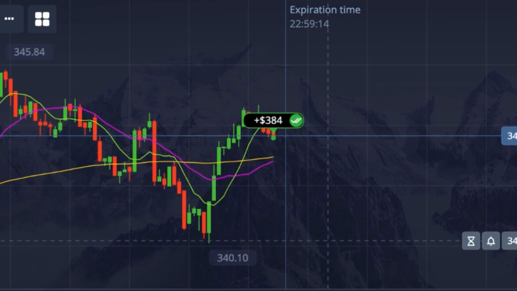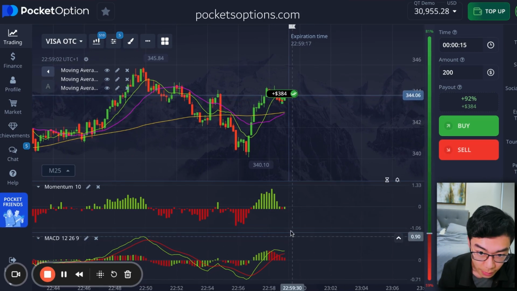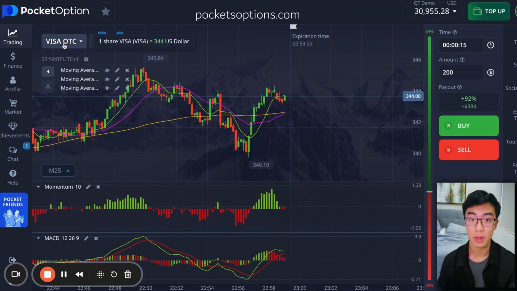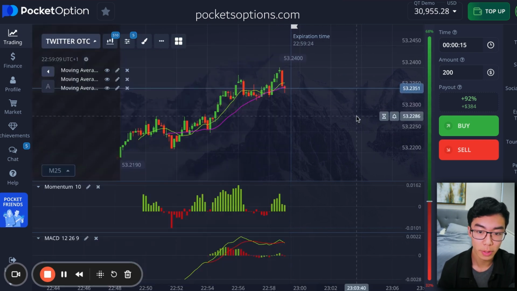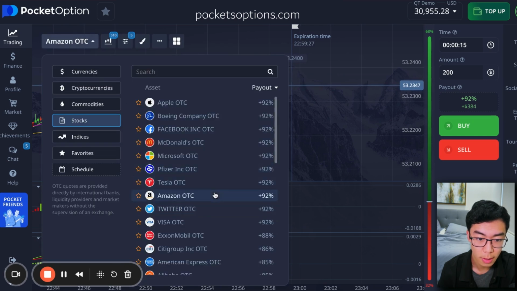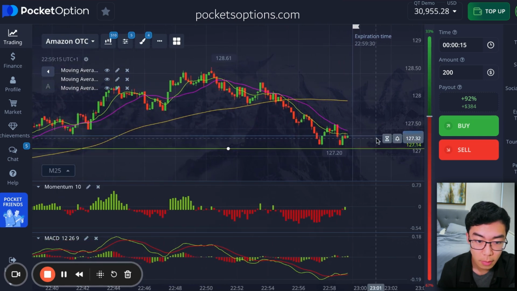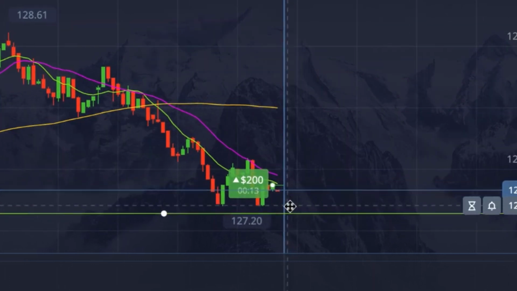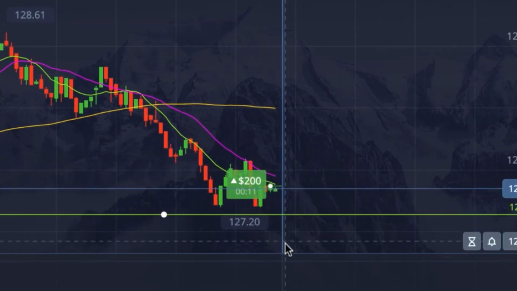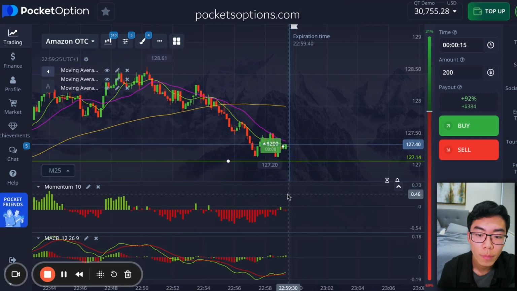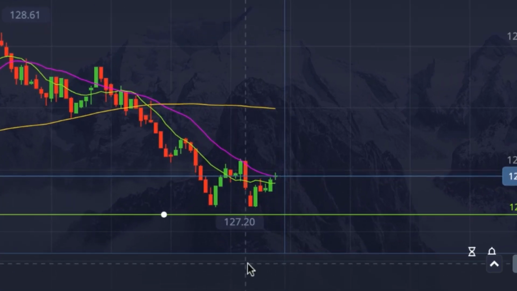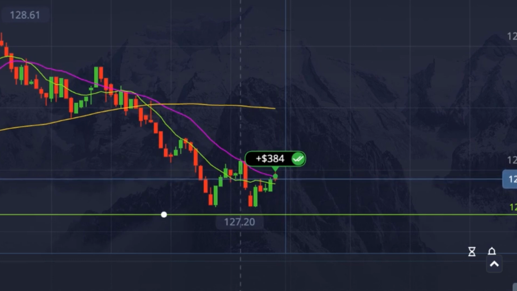Yeah, there we go. Another profit right there. It's great to see. As you see, things are going down a little bit more on the momentum MACD, but it's a little bit uncertain, so that was a little bit of luck right there. Twitter again, or Amazon. Let's see. Okay, so it did go back down to that level. Let's do a buy. And voila, another trade won right there.